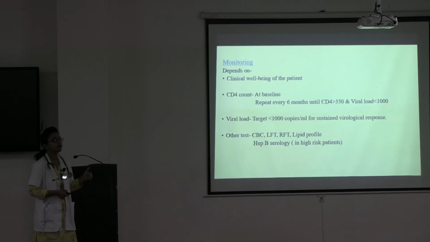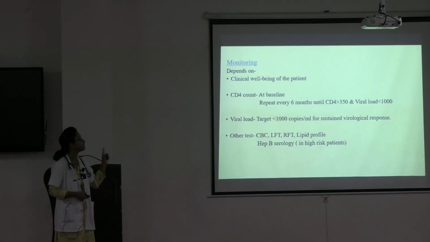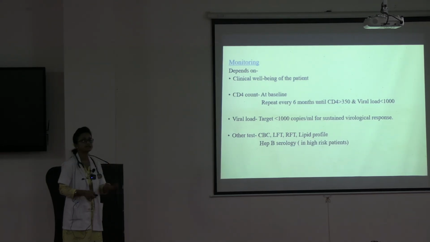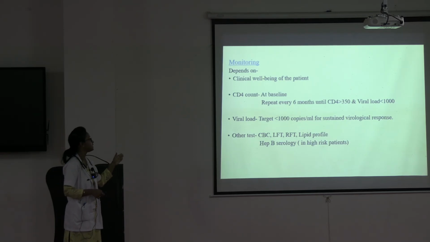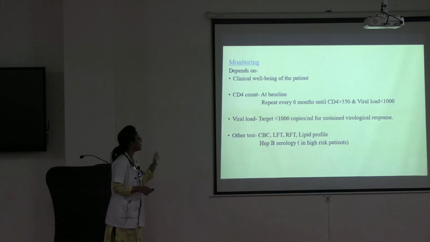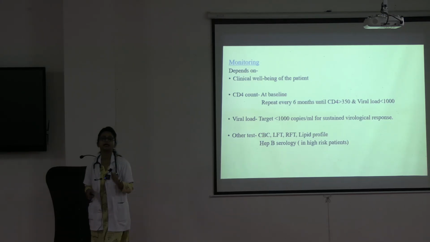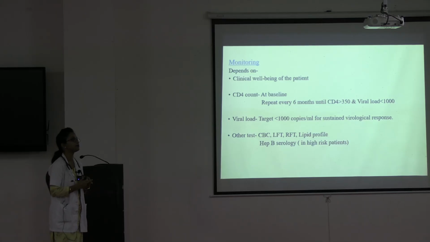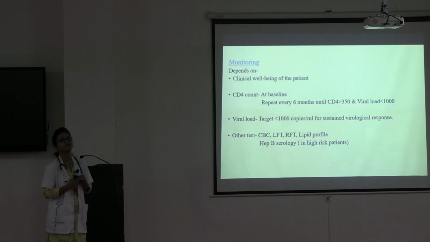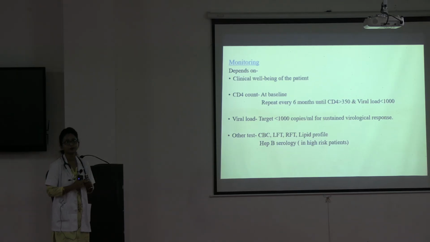Next is the viral load. Our target is less than 1000 copies per ml for sustained virological response. And lastly, whatever I was telling you, that we should do regularly CBC, LFT, KFT, lipid profile and hepatitis B serology annually in the people who are very much prone to get this infection. Just suppose the patient is not hepatitis B vaccinated, or the patient is not willing to take hepatitis B vaccination, or the patient is a drug abuser. So in such case, you have to do hepatitis B serology once in a year.